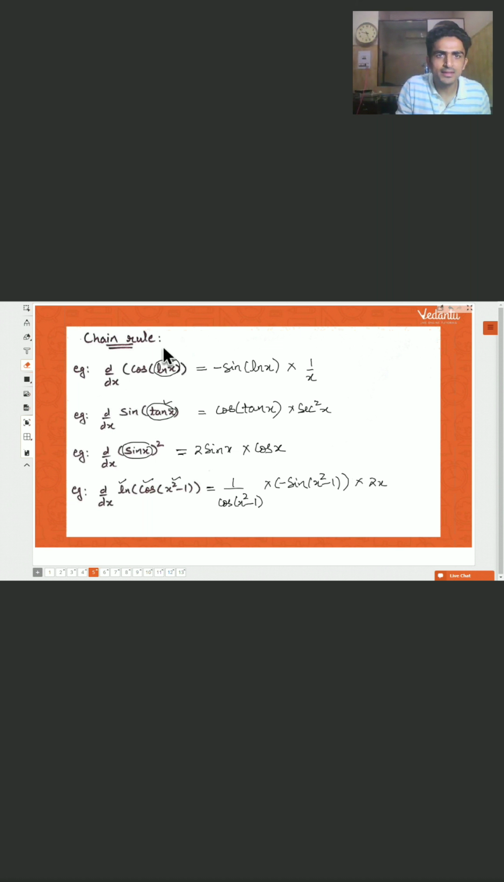Let me relate this thing with something we just did. You do nothing, call it y. Let us call ln of x as y. So this question is d by dx of cos y. y is another function of x. Try to see, y is a function of x.